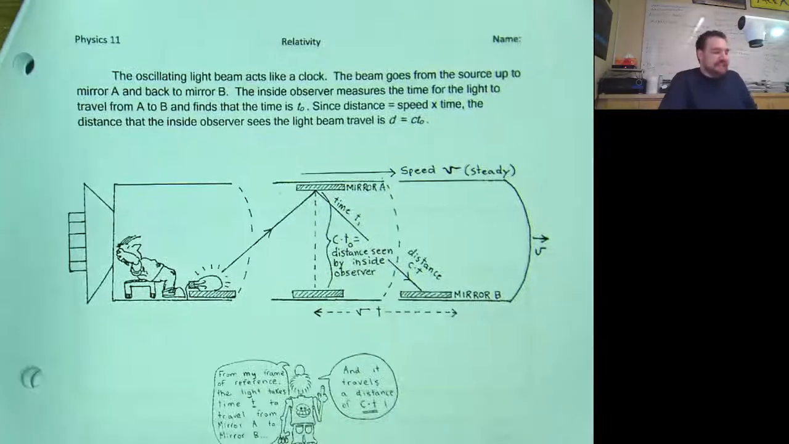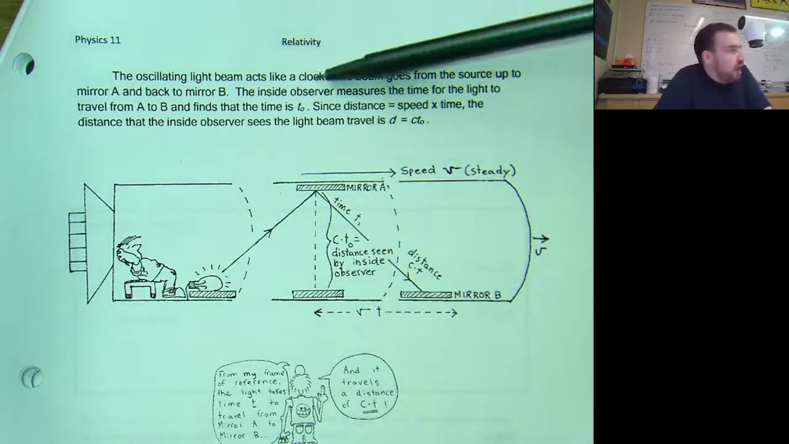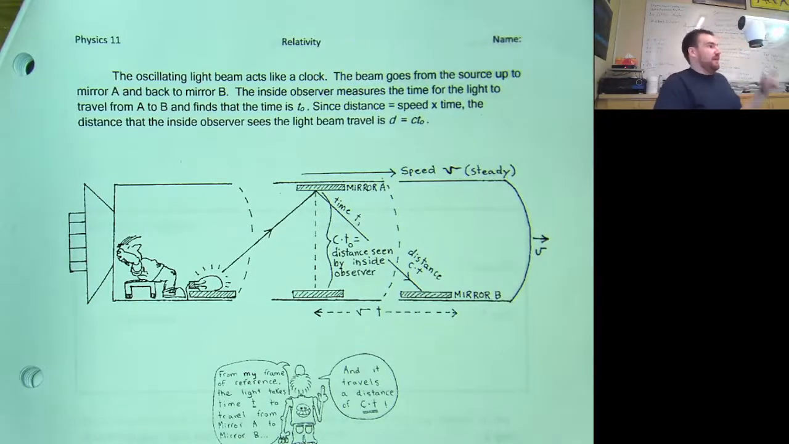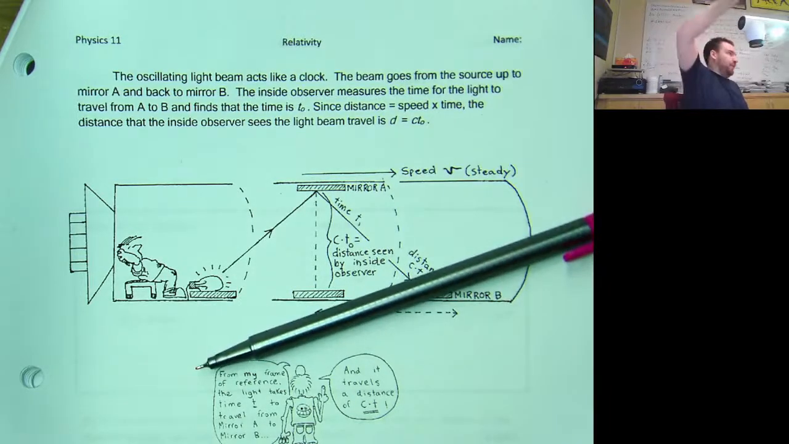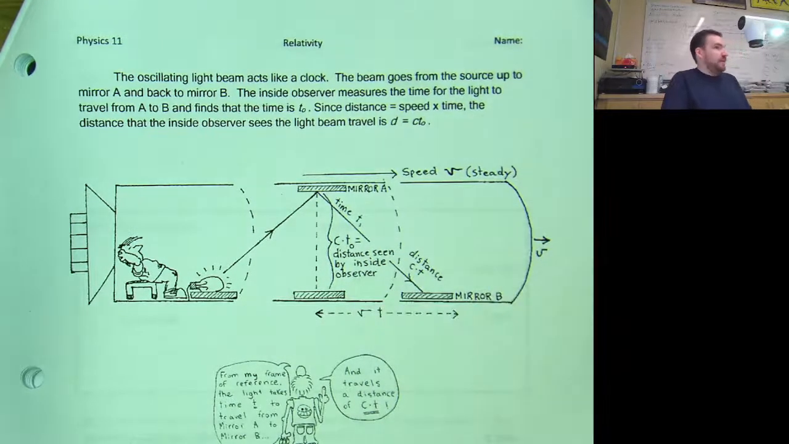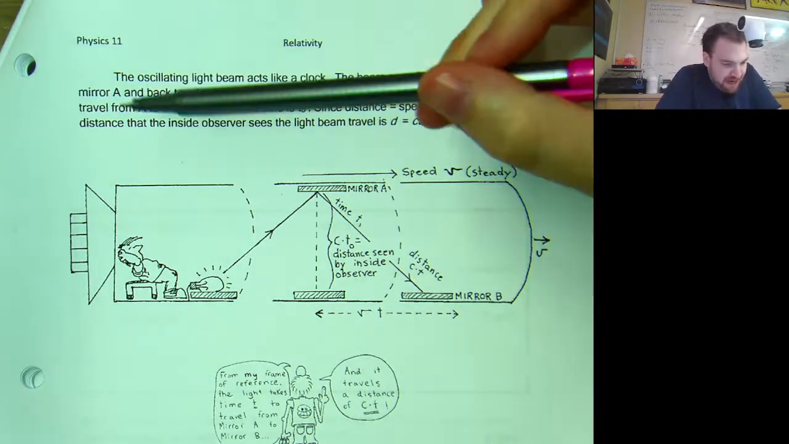The oscillating light beam acts like a clock. Think of the beam of light going back and forth, like the tick, tick, tick of an old school clock. We all have a mental picture of the clock ticking back and forth. Imagine that pendulum is replaced by a beam of light going back and forth across some distance. Equivalent, yes? The beam goes from the source up to mirror A, back to B.